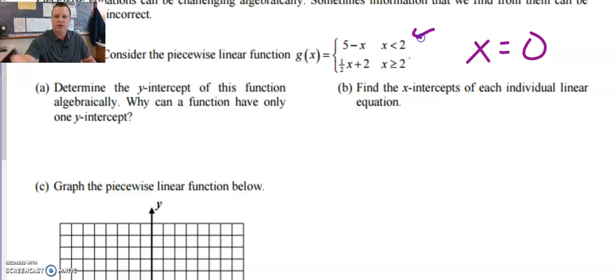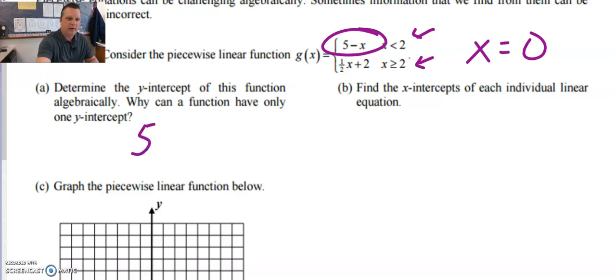So this top one here is x is less than 2. 2, 1, 0, -1, -2, and so on. This is greater than or equal to 2, so 2, 3, 4, 5, 6, 7. So that means this right here will include the y-intercept. So if I put 0 into that, the y-intercept is going to be 5. Okay? Because that's where you put the 0 in.